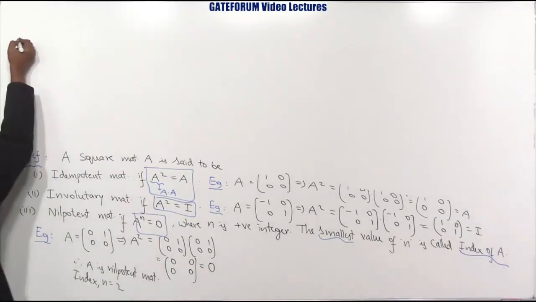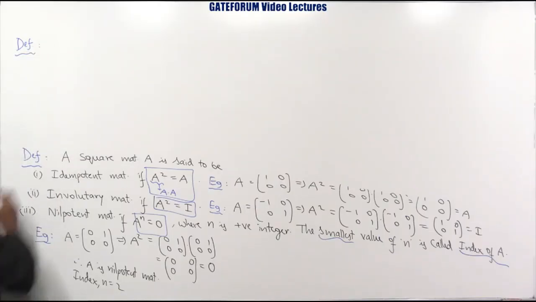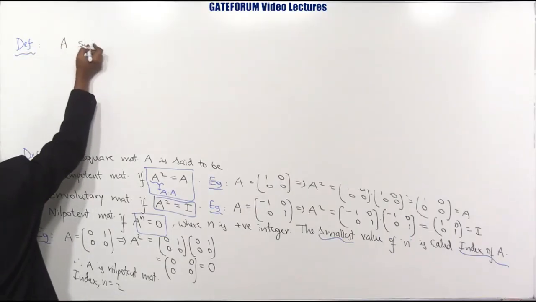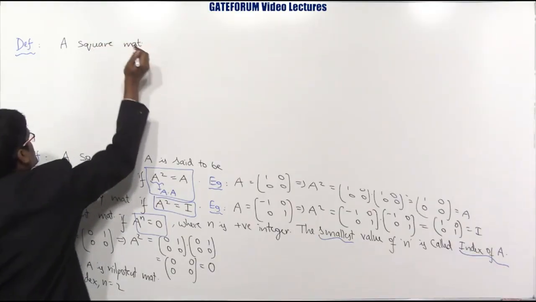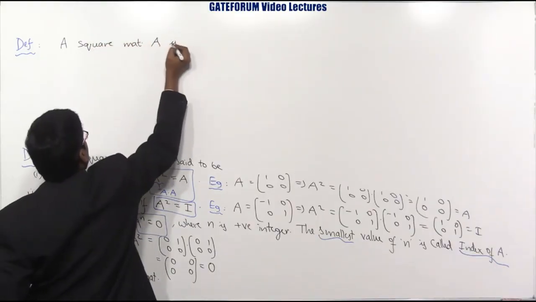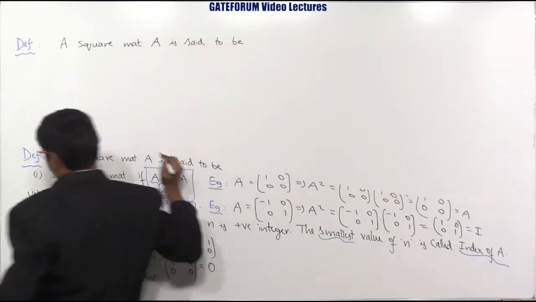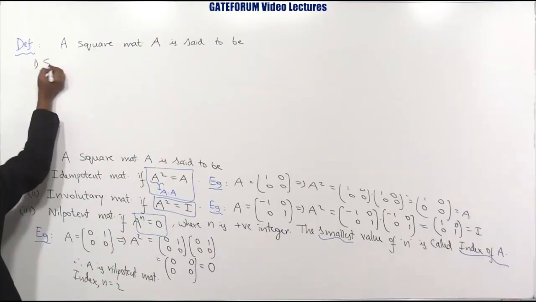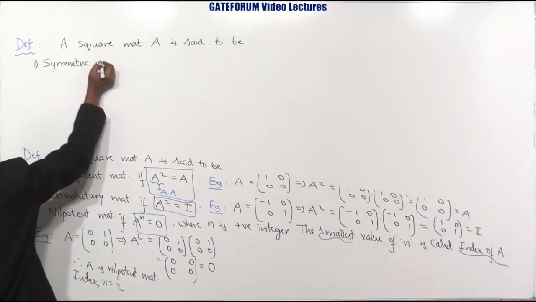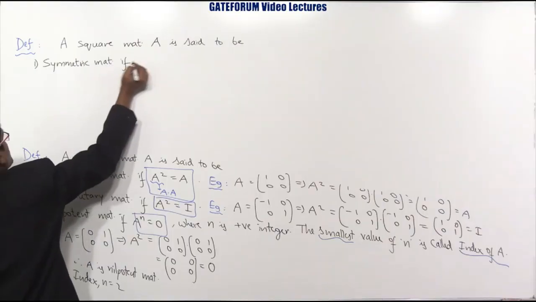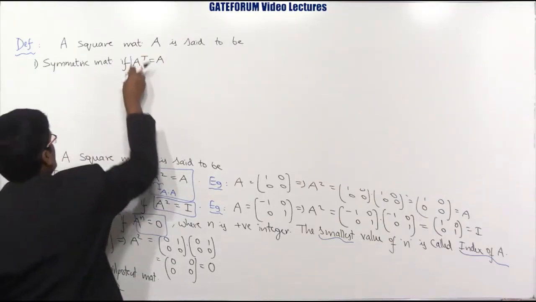So another definition which is containing 6 types of matrices. A square matrix A is said to be, number 1, a symmetric matrix if A transpose is equal to A.